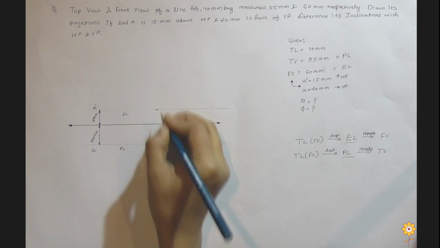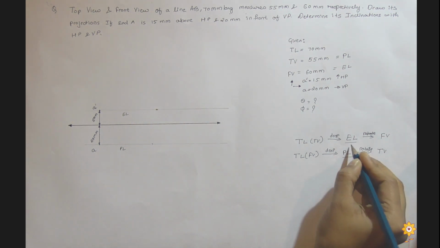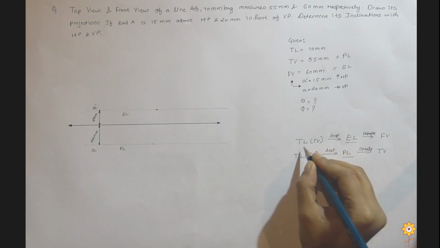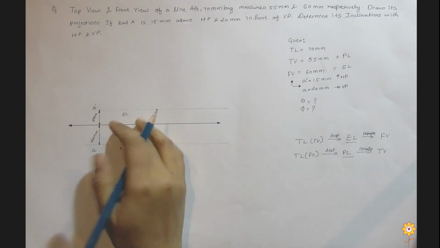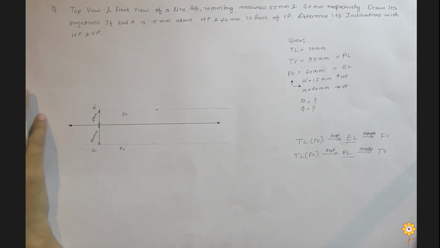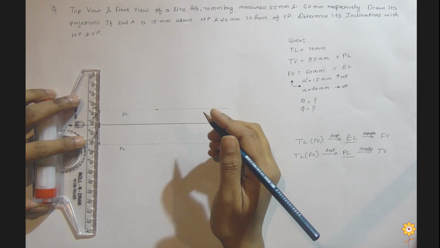So let us go to the EL. This is my EL point. If I drop my EL, I would get my true length of top view, and as this is a first quadrant problem, my top view should be below the XY line. So I'll drop the line below XY.